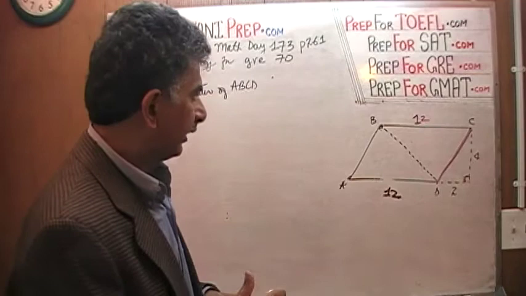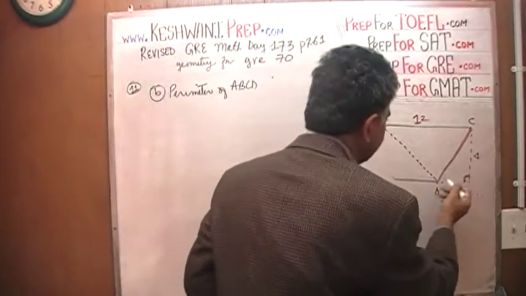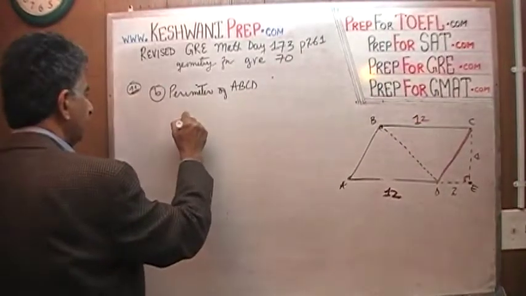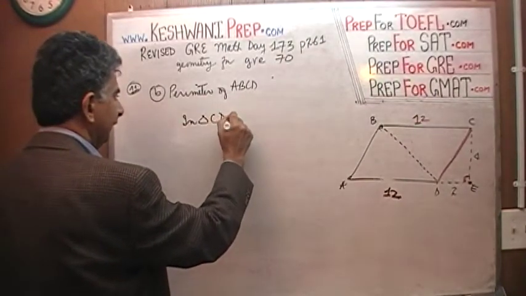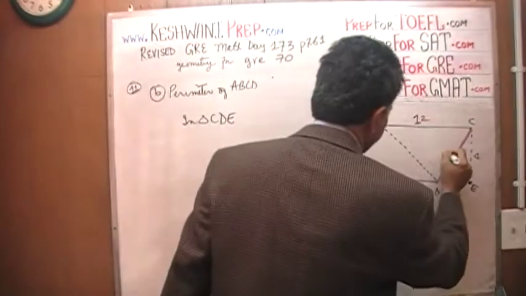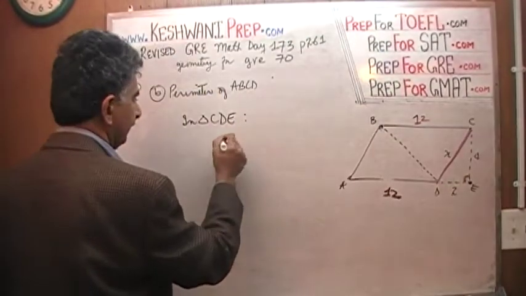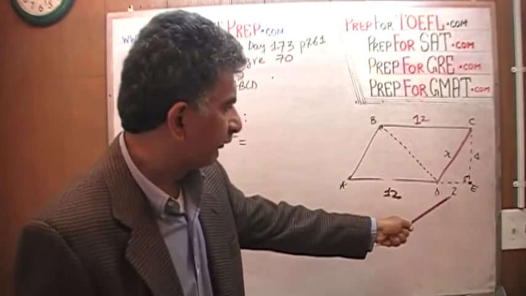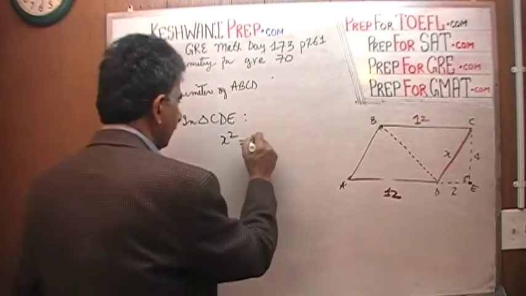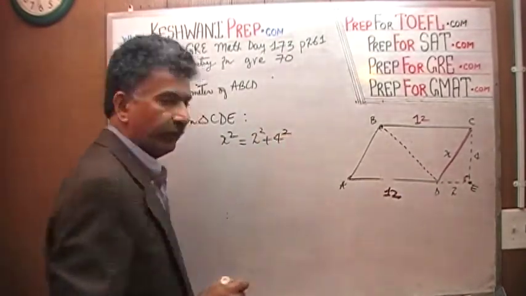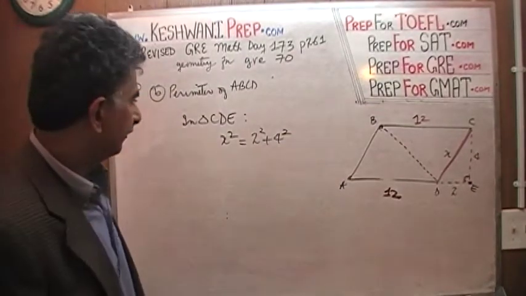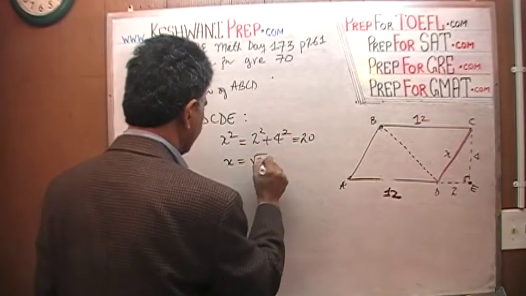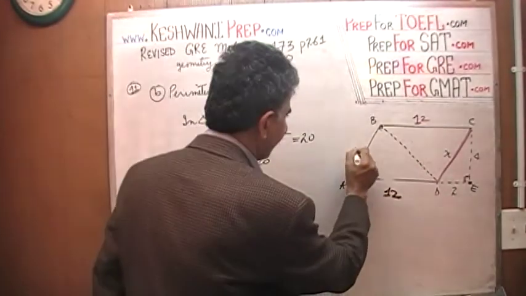So let's look at triangle CD, and I'm going to give this vertex a name, let's call it E. In triangle CDE, let's call this hypotenuse X. So in triangle CDE, your X squared, which is your hypotenuse square right here, equals the square of this guy and the square of that guy. 2 squared plus 4 squared, very straightforward. 2 squared is 4, 4 squared is 16, 16 plus 4 is 20, so it's 20. Therefore, X is square root of 20.